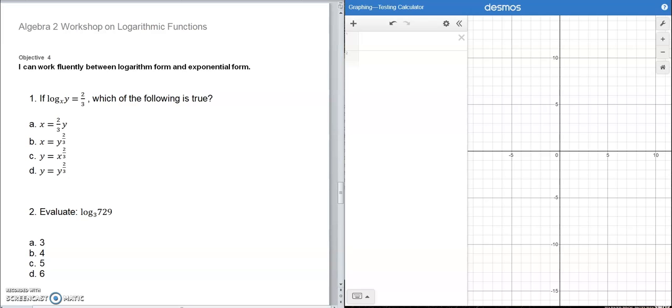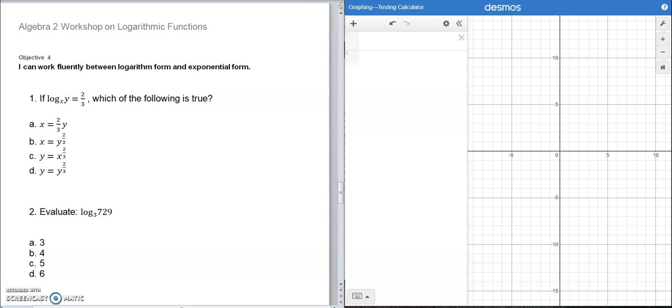Question number 1, if log base x of y equals 2/3, which of the following is true? Okay, let's go ahead and review how to change log into exponential form. We take the base, we raise it to the exponent of 2/3, and we put it equal to this argument. So therefore, it's x to the power of 2/3 equals y. It goes around. So x to the power of 2/3 equals y is C.